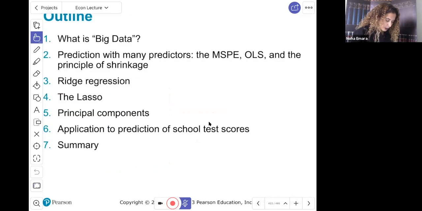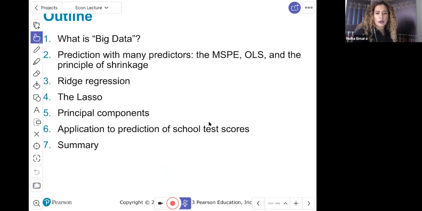So this topic, again, is about big data. What do you mean by big data? When you think about big data, it's actually simply a large data set. Whether it's a large sample of people that you're collecting information about, a large time series, or it actually could be a large number of x's, right? A large number of regressors that you have.